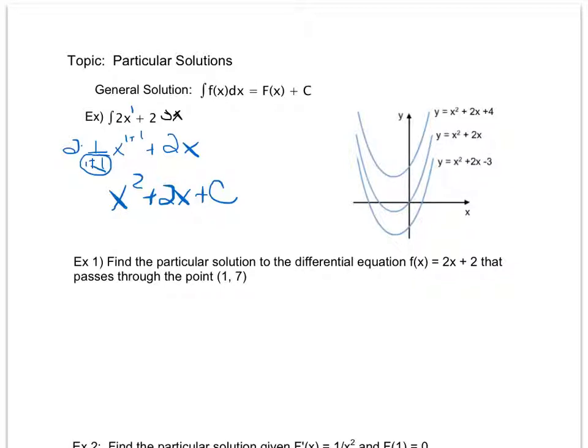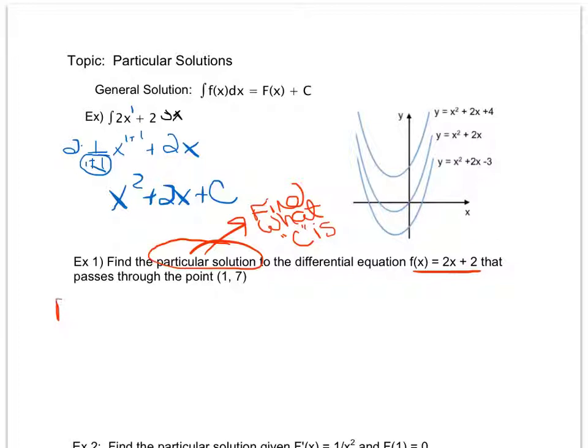So now let's look at a particular solution. When we talk about finding a particular solution, we are talking about finding C. So I want to find what C is. All I'm going to do to find the particular solution is go through the same steps that I've already gone through and then add a couple steps onto the end. So if I want to find the particular solution to this differential equation, I will start by taking its antiderivative. So what was my function before I differentiated it?